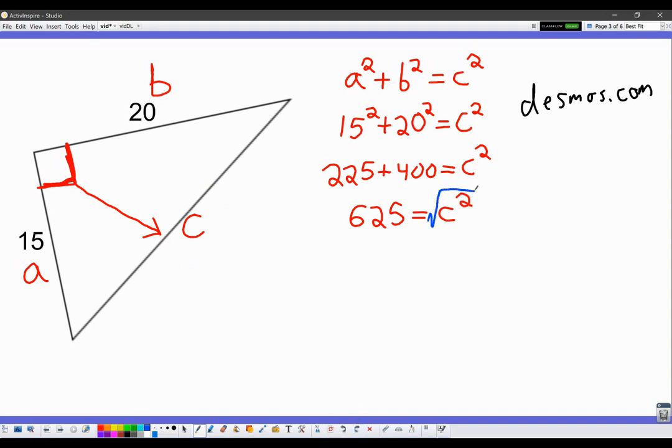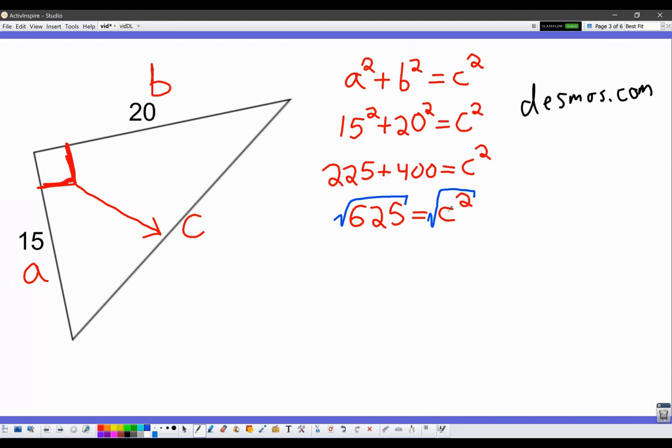The square root is this symbol. It kind of looks like a divide, right? Something like that. But notice that it has this little extra thing going on here, that's the difference. So be careful with that. We have the square root of c squared. And then we'll take the square root of the other side too.